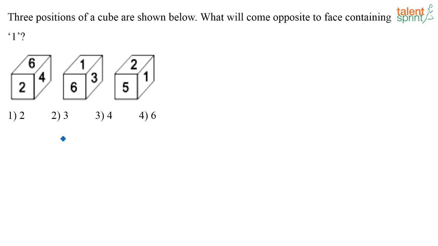So very easy. If you look at the side face 1, which are the adjacent sides of face 1? 6, 3, 5 and 2. Here you can see it is 6, 3, 5, 2. So which is going to be opposite? The opposite face is going to be obviously 4. Correct? Opposite to the face containing 1. The correct answer is option 3, that is 4.